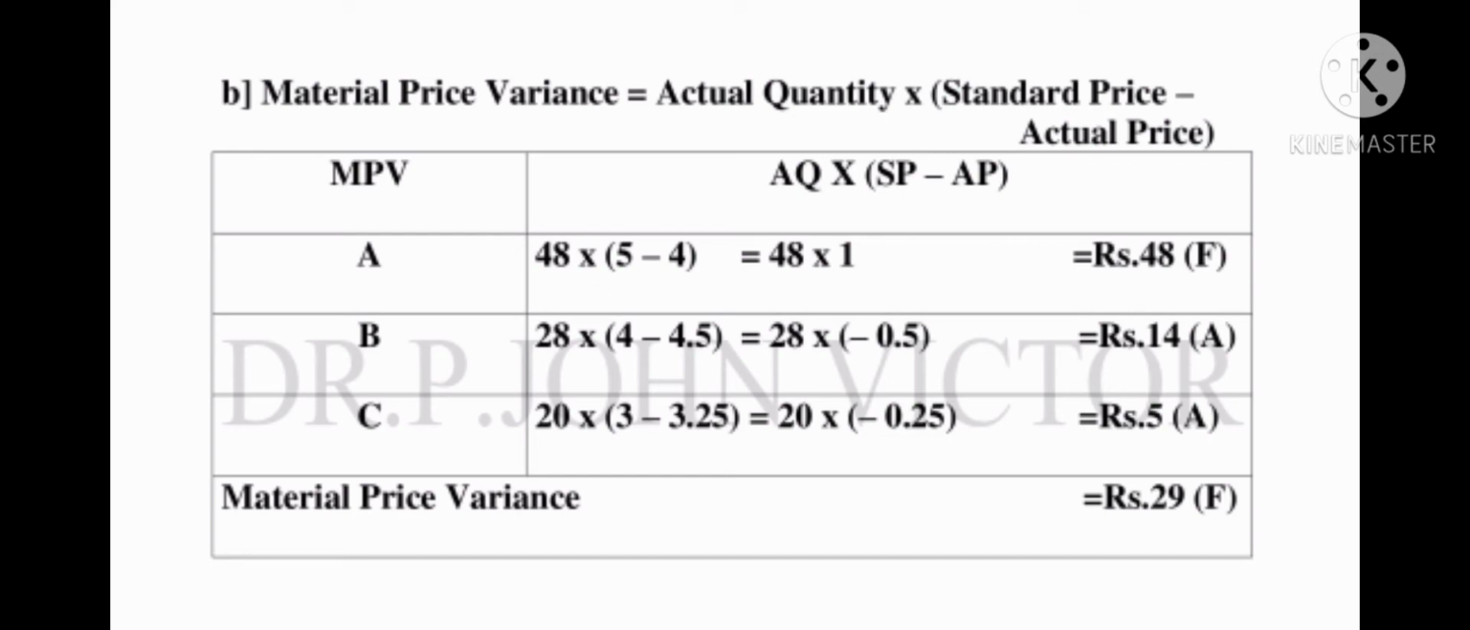That means when we multiply 28 into 0.5, we get 14. So that is an adverse value. So that's what is given as A. So product B gets an adverse value.